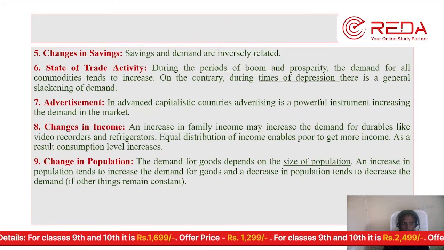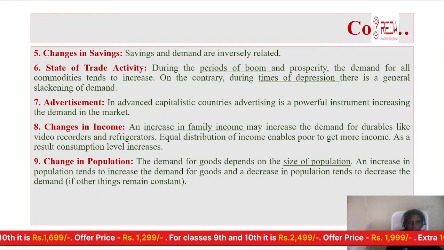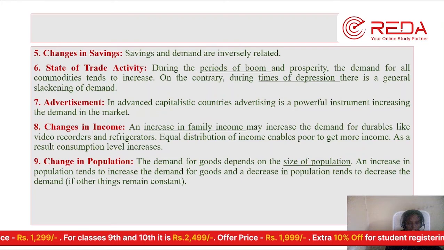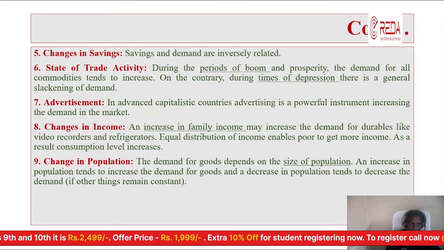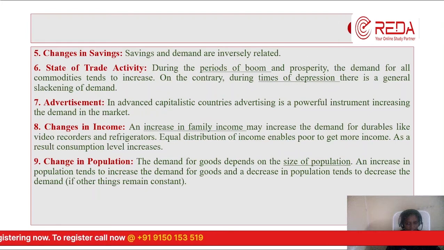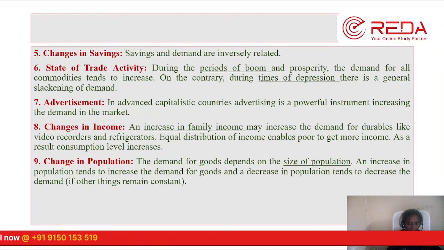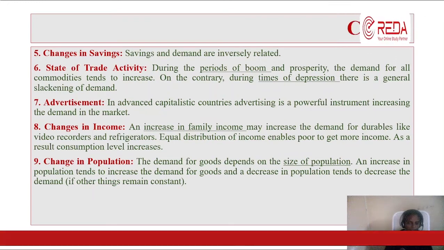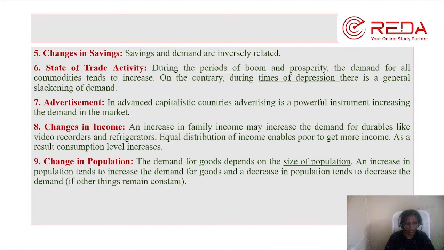The next one is changes in savings. Savings and demand are inversely related. Savings determine the demand for the commodity in several ways. If I want to save the money, or invest the money in any other thing, I may avoid purchasing a particular commodity, so the demand for the commodity in that situation will go down. If I don't want to save the money, I will simply purchase the commodity, and the demand for the commodity increases. So both things will happen. Savings decide the demand for the commodity, and an inverse relationship also happens.